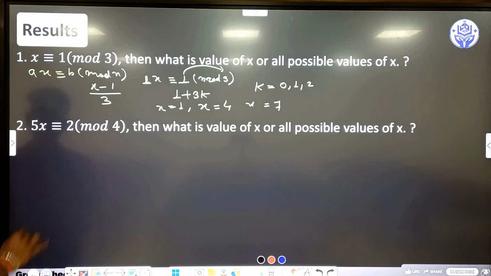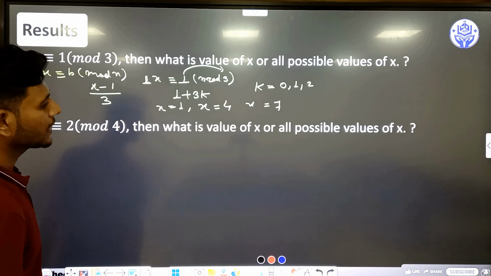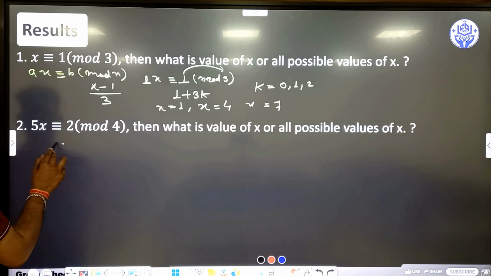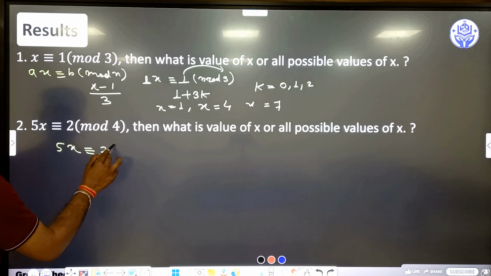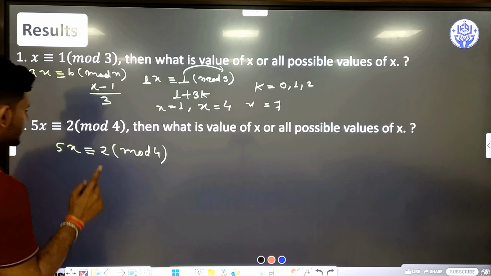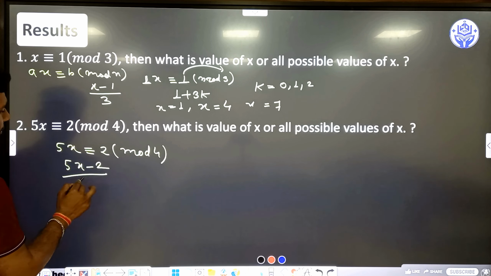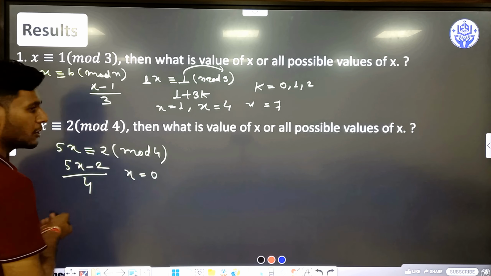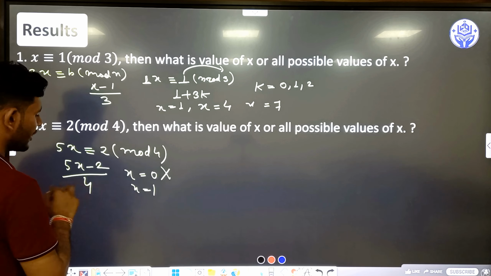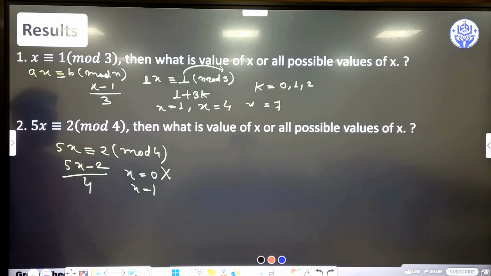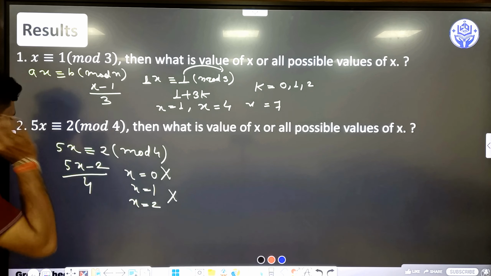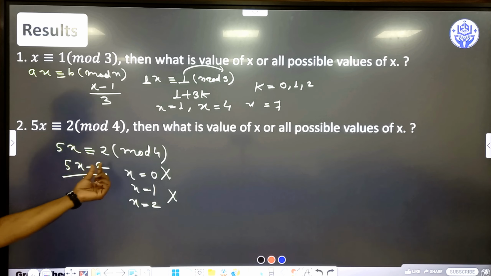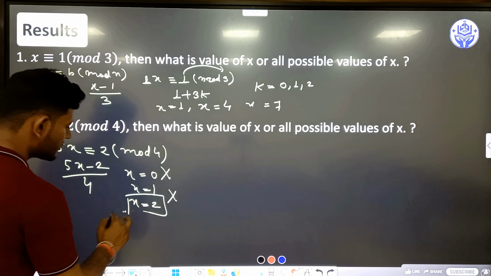Now next we have 5x is equal to 2 mod 4. Then what is the value of x, and we'll find all possible values. If you have 5x equivalent to 2 mod 4, then just write like this: 5x minus 2 divided by 4. Now just think over it, which value of x will satisfy this case. For example, if I take x equals 0, it will not work. x equals 1, 5 minus 2, that is 3, 3 divided by 4 will not work. x equals 2, then 10 minus 2, that is 8, it will work. So this is the x value.